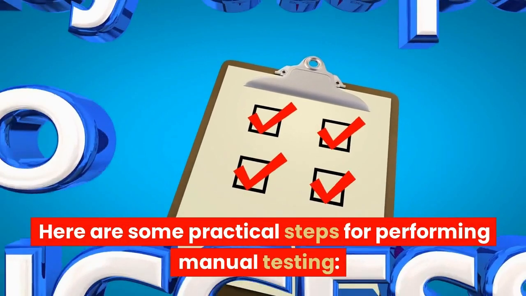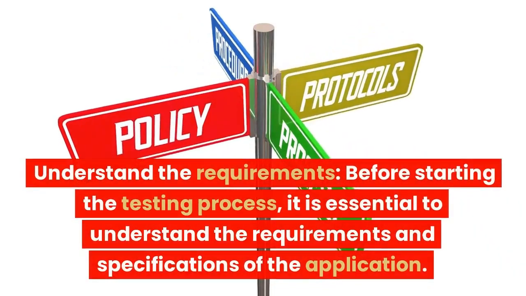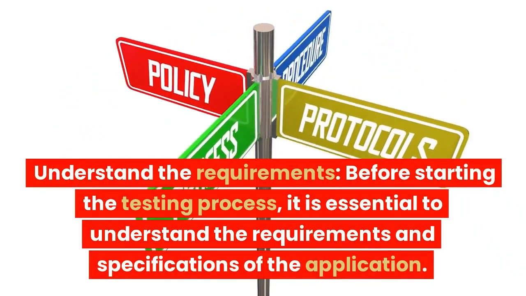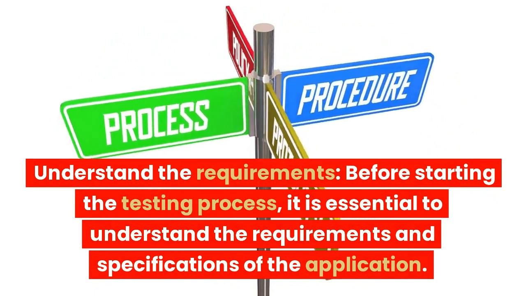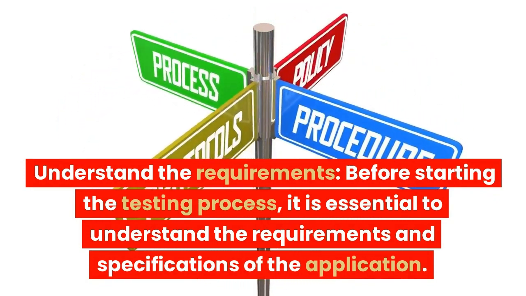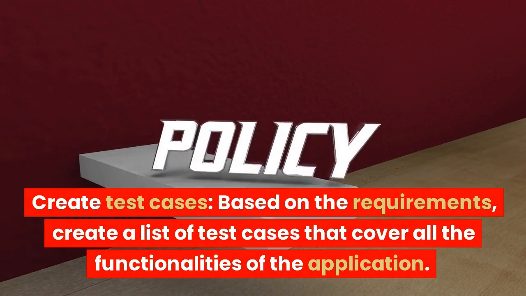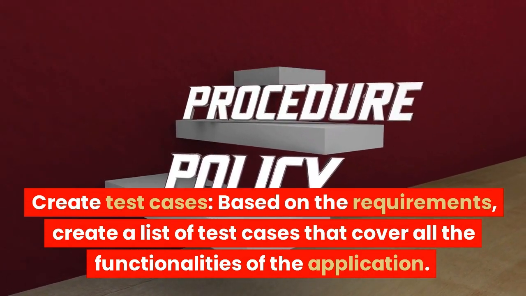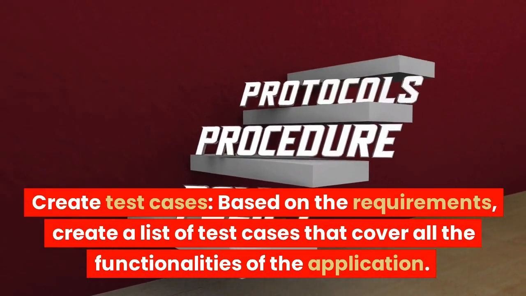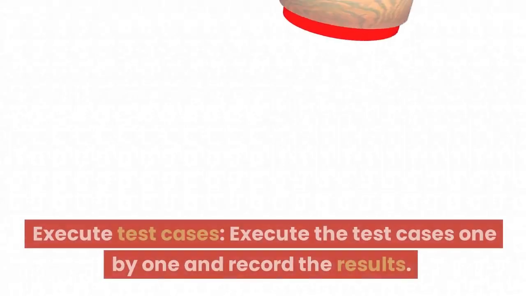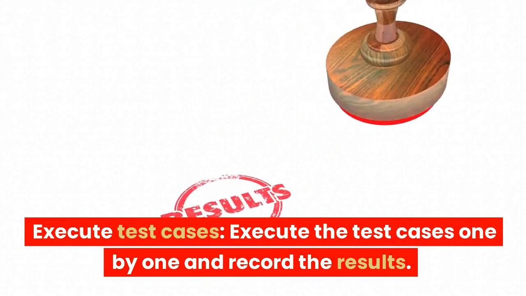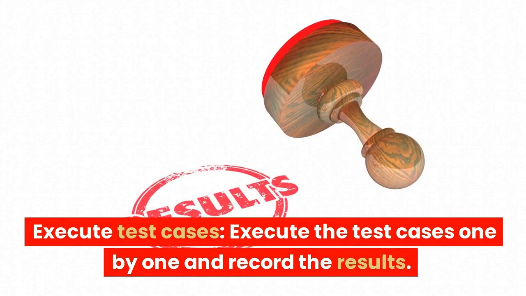Here are some practical steps for performing manual testing. Understand the requirements. Before starting the testing process, it is essential to understand the requirements and specifications of the application. Create test cases. Based on the requirements, create a list of test cases that cover all the functionalities of the application. Execute test cases. Execute the test cases one by one and record the results.